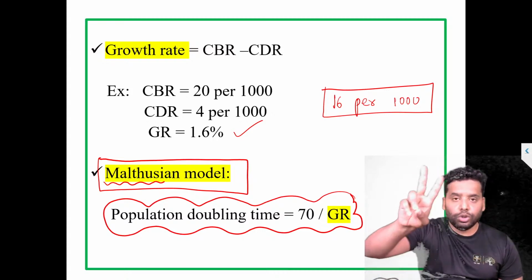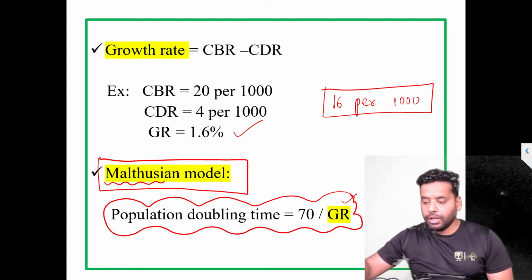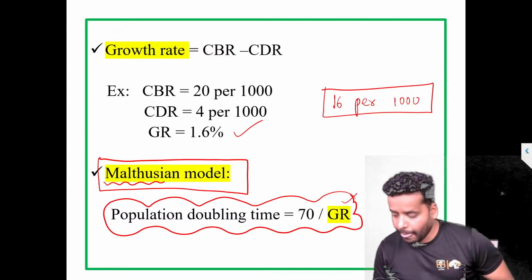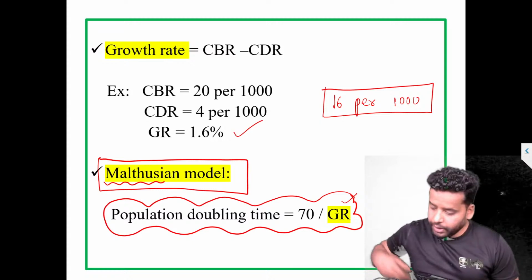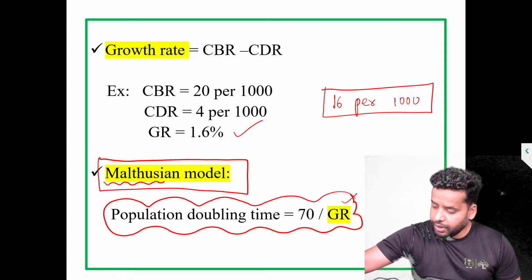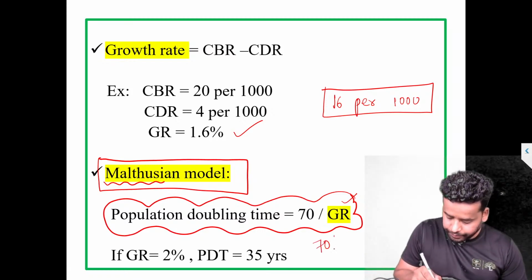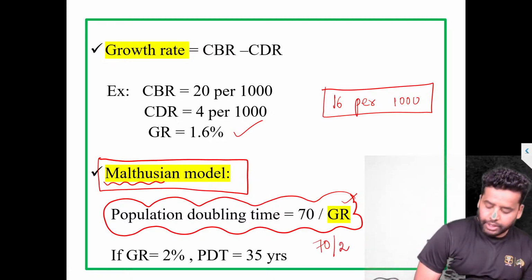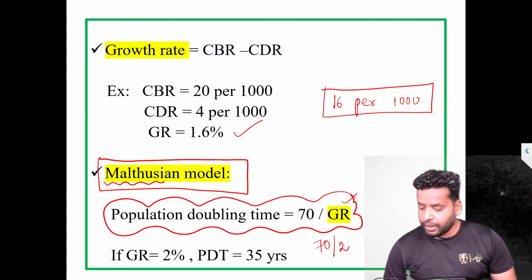If growth rate is 2%, population doubling time is how much in years? I am giving a very basic example which was asked in the exam. If growth rate is 2%, how many years will it take for the population to double? 70 by 2. Answer is 35 years. Write this example. Population doubling time we can estimate by using growth rate.